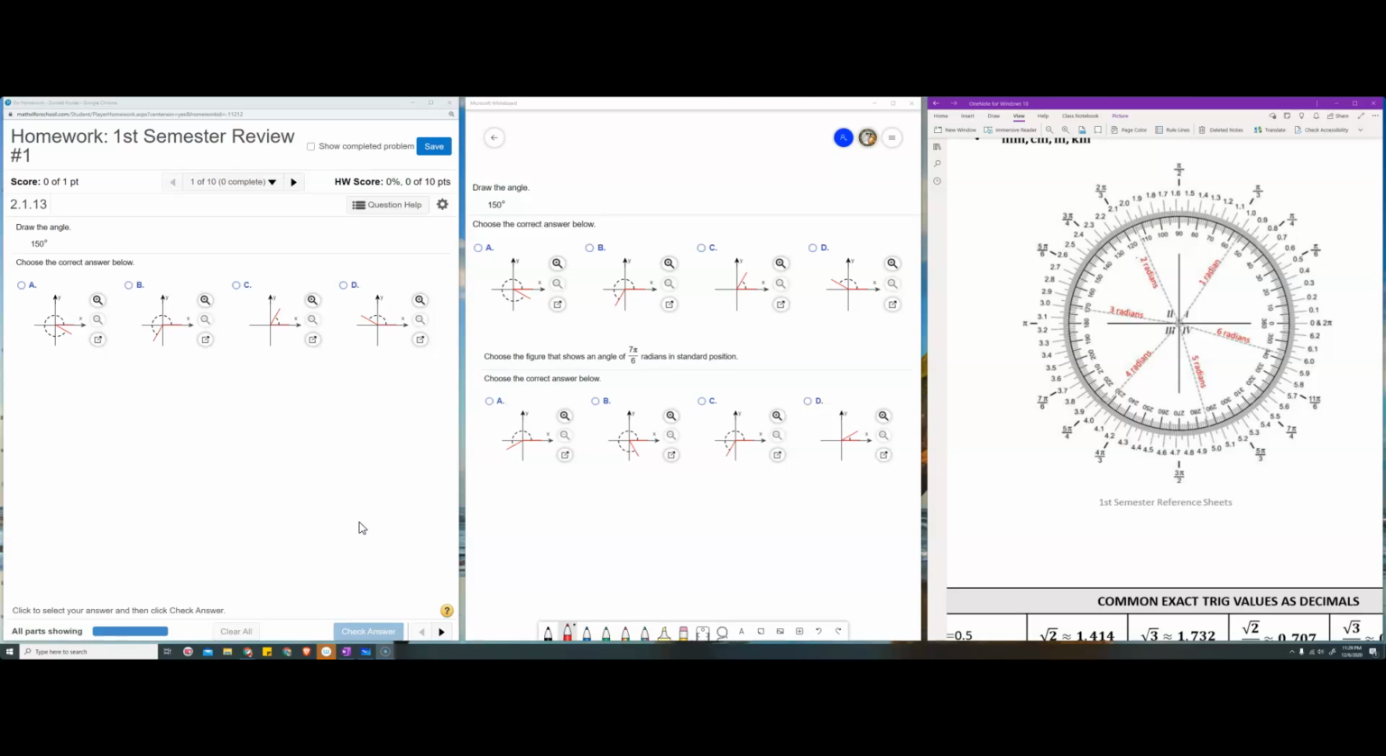Question 1, Review 1. Draw the angle 150 degrees. Whenever we're drawing an angle, remember 0 is always off here to the right, and we're drawing the angle, if it's positive, in a counterclockwise direction. If it's a negative angle, then we move in a clockwise direction. So 150, our 0 is here, and now we're just going to 150 degrees. So we can see that our answer here would be D.